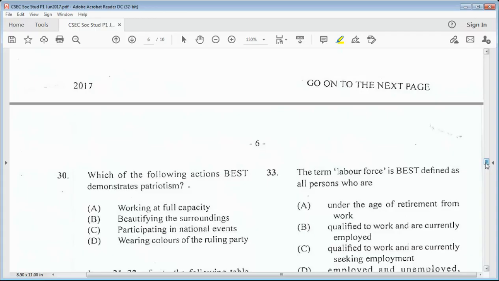Let's examine them. Beautifying the surroundings and participating in national events. Beautifying the surroundings, that could somewhat be a part of patriotism. But look at option C. Participate in national events. National has to do with your country. You're more devoted. So that would be your answer, C.